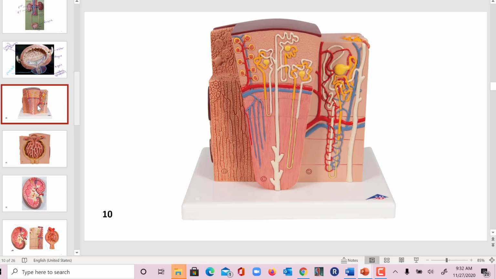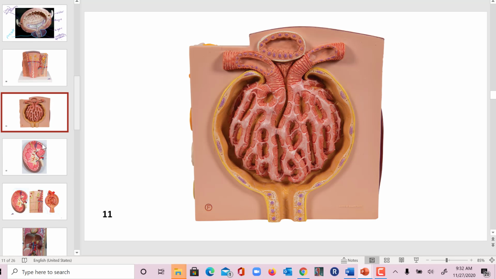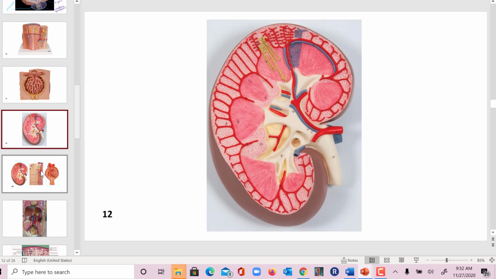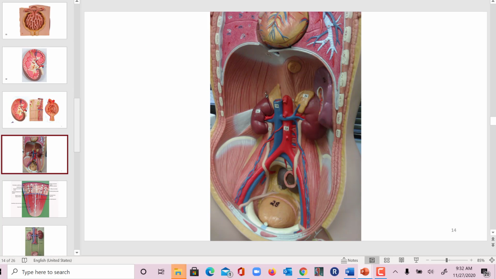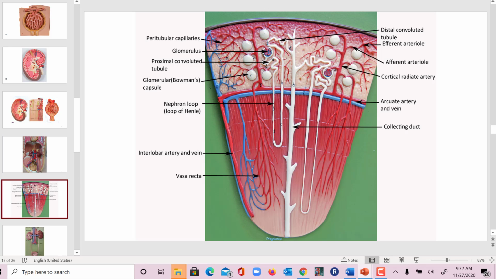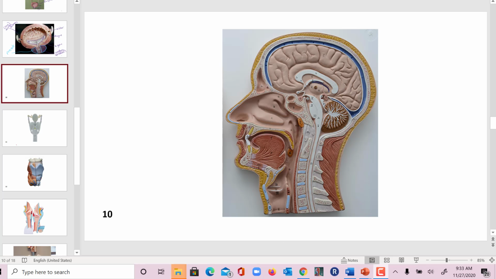Okay, so these pictures here I give you so that you can practice with them. They are just basically unlabeled structures. It's basically everything redundant again. Okay, let's move on to the respiratory system.